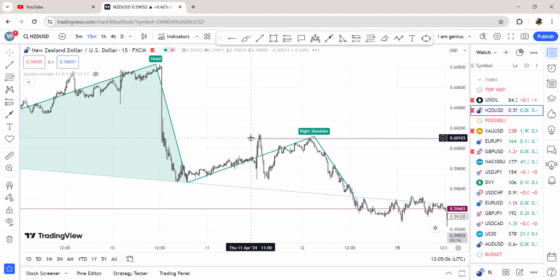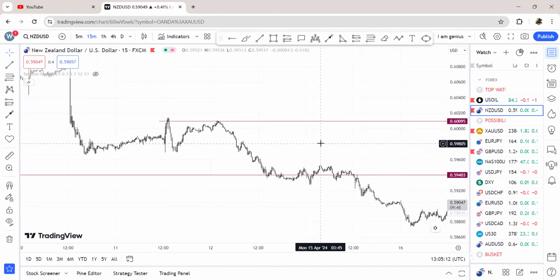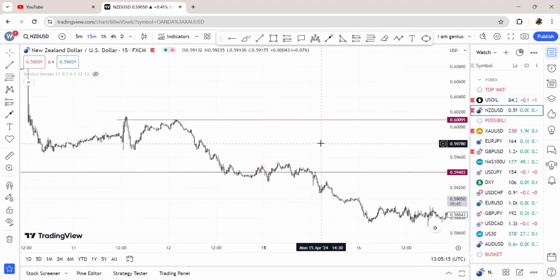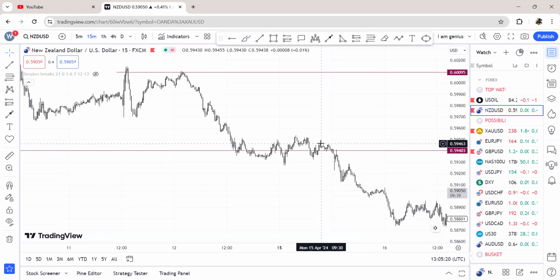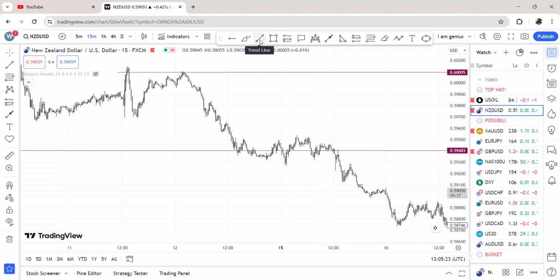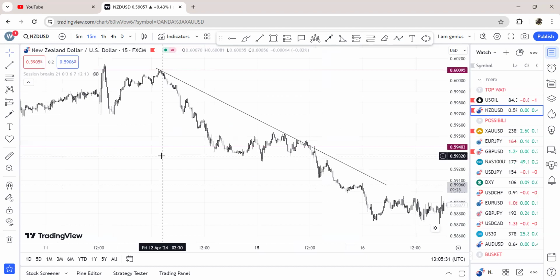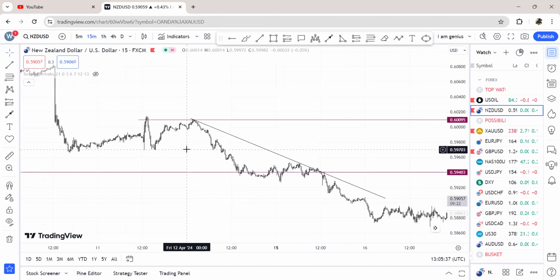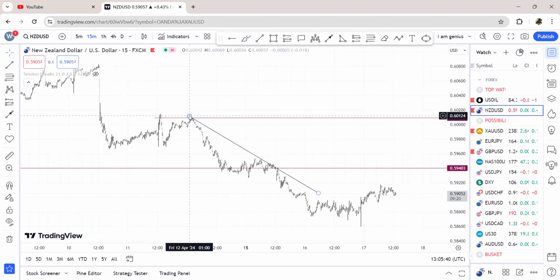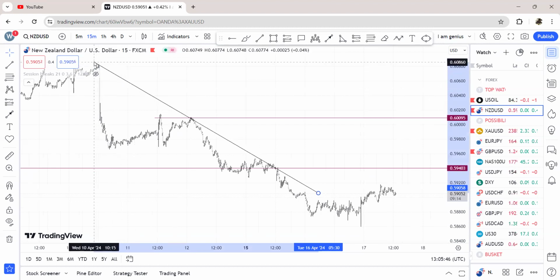So let's say in my example, right? Let me just remove these heads and shoulders I had drawn. All right, so let's say we're in this market. This is New Zealand USD. I've seen that this market overall is in a downtrend from my higher time analysis. Now, let me do this. I was going to extend this all the way to that level.